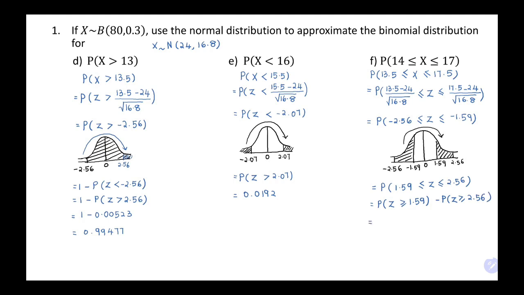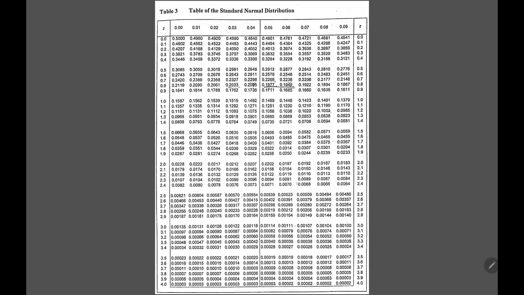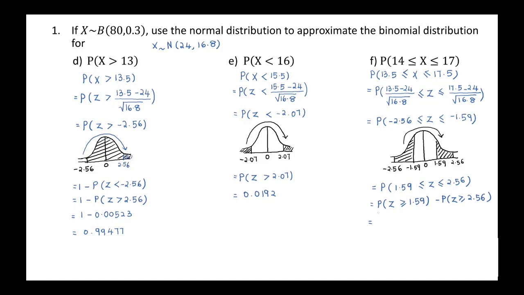We check the table. We find 1.59, so we have 0.0559. And 2.56, we have 0.00523. So we take that to answer. Then we copy here 0.0559 minus 0.00523. Then we minus, we get answer 0.05067.